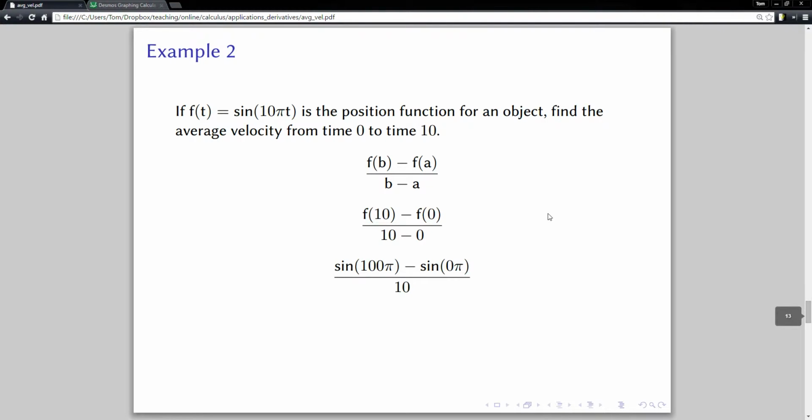Then we'll plug those into the position function. When I plug in 10, I get sine of 100 pi, and when I plug in 0, I get sine of 0 pi. Again, both of those are 0, and so on top I get 0 over 10, which is just equal to 0. So again, I get that same value there.